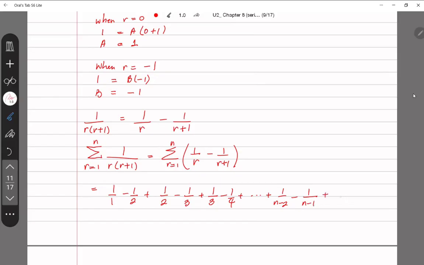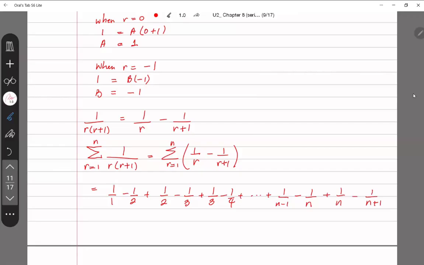When r is n minus 1, I don't have enough space, so let's start up here. When r is n minus 1, we're going to get 1 over n minus 1 minus 1 over n minus 1 plus 1, which is n. Then when r is n, we get 1 over n minus 1 over n plus 1.